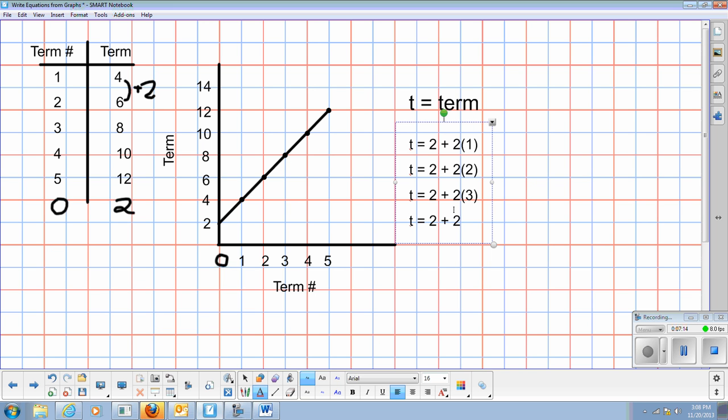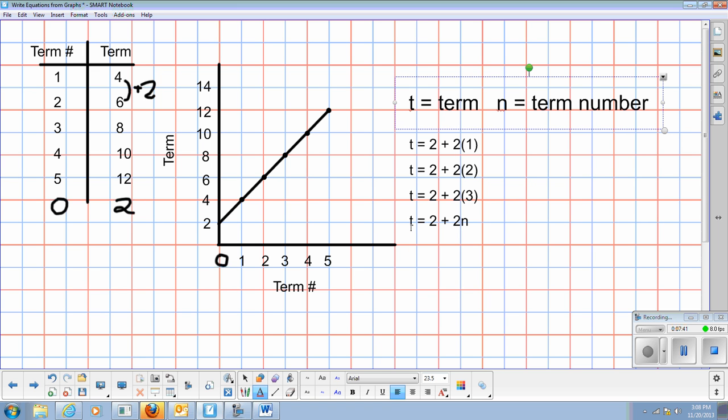3. So we need a variable here. What's that variable going to represent? Yes, the 1, the 2, and the 3 all come from our term number. So we'll use n for the term number. So we'll put that up here. That our t is for term. n equals our term number. t is for term, n is the term number.